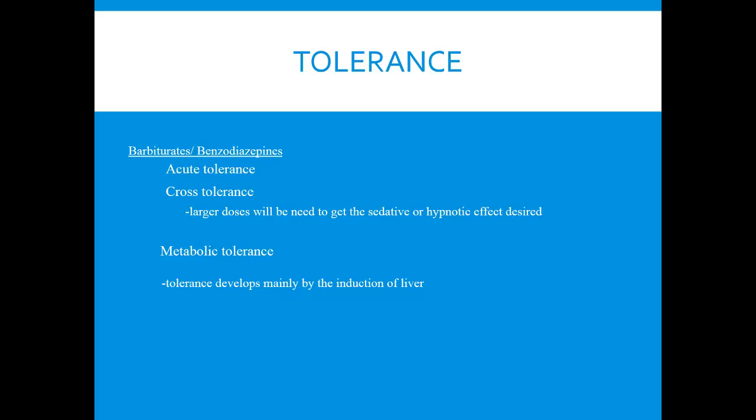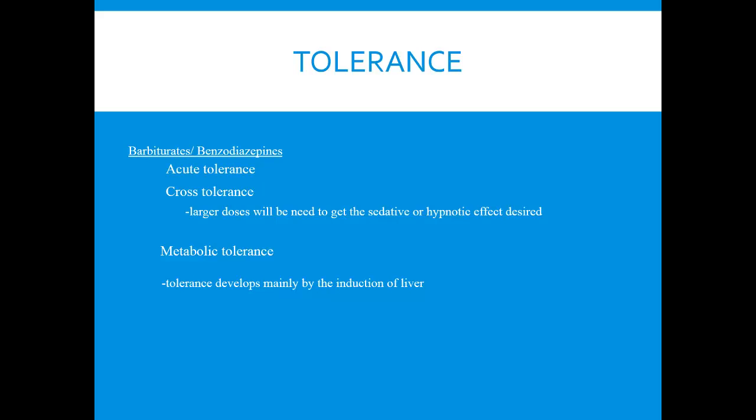These are some of the types of tolerance that are associated with these drugs. Acute tolerance: with the benzodiazepines in particular, you could have a difference in the effects that you experience when the blood levels of the drug are rising versus when the blood levels of the drug are falling. For these drugs, cross tolerance is also a considerable issue. Remember, with cross tolerance, if an individual develops tolerance to the effects associated with one drug, then they will also be more likely to develop tolerance to the same effects associated with a closely related drug.